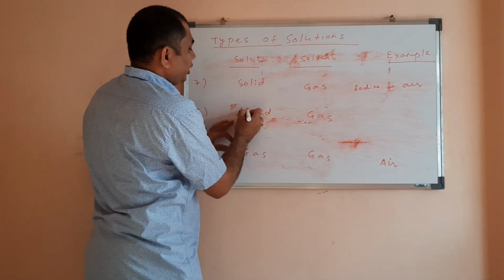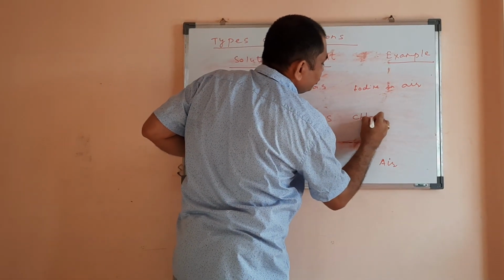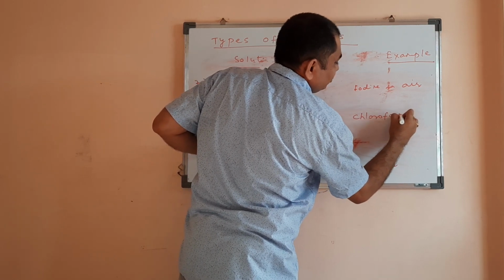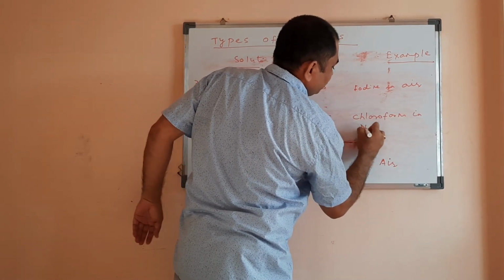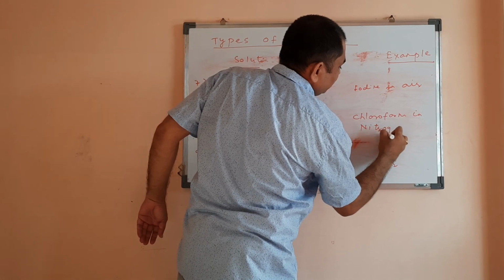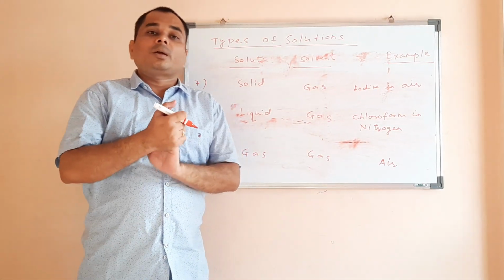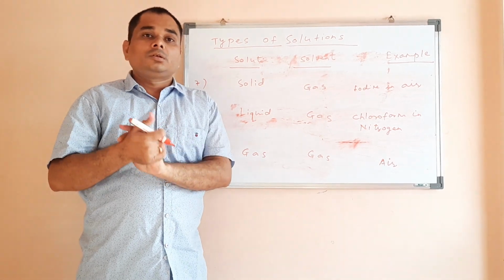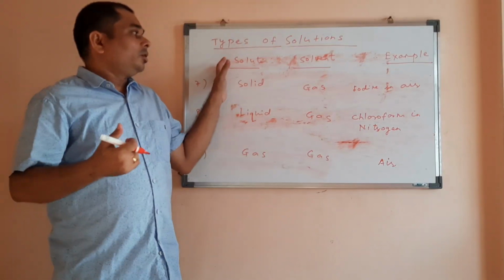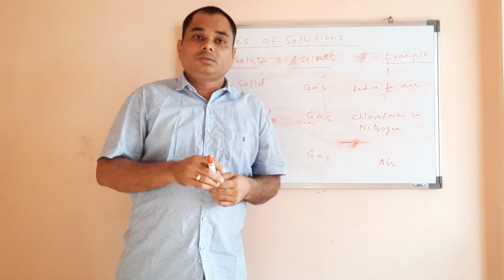An example of this we had not seen: chloroform in nitrogen. So these are the different types of solutions depending upon the state of the solute and the solvent.